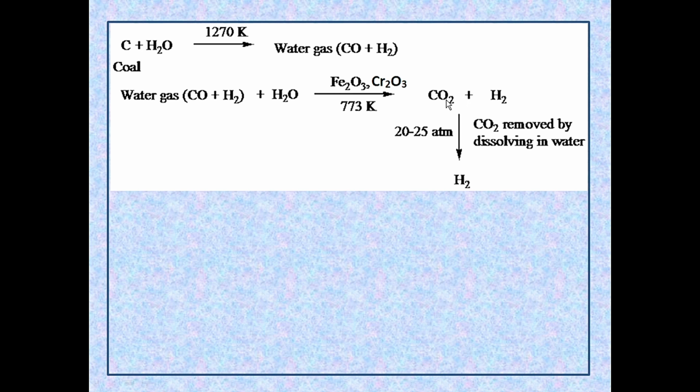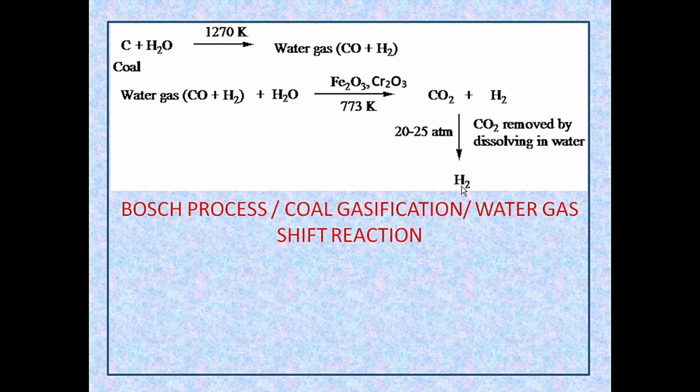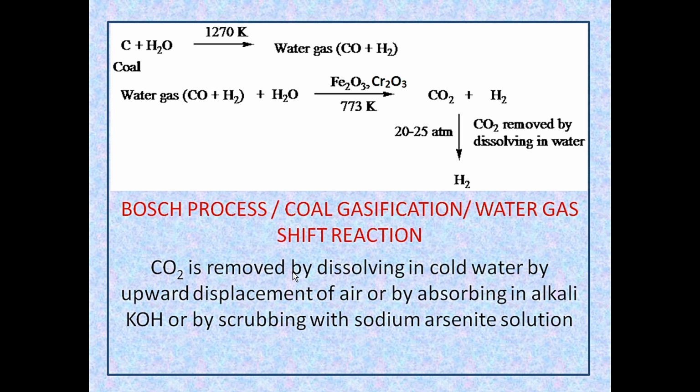Now, to obtain pure dihydrogen, CO₂ can be removed by dissolving in water, thereby getting H₂. So this is Bosch process. It is also called coal gasification or water gas shift reaction. CO₂ is removed by dissolving in cold water, by upward displacement of air, by absorbing in alkali KOH, or by scrubbing it with sodium arsenite solution.